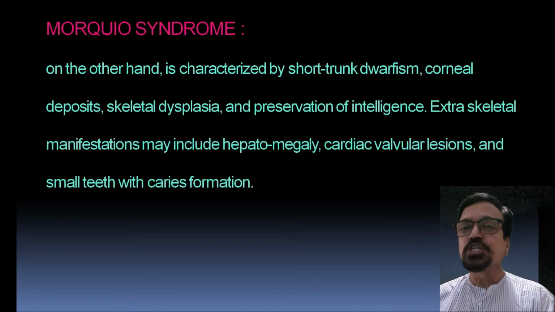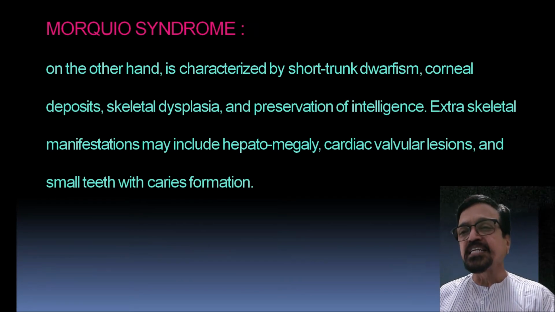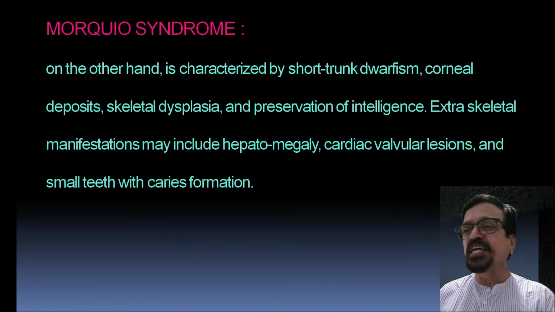Now, what is Morquio's syndrome? On the other hand, this is characterized by short trunk dwarfism, then corneal deposits, skeletal dysplasia, and preservation of intelligence. Extraskeletal manifestations may include hepatomegaly, cardiac valvular lesions, and small teeth with caries.